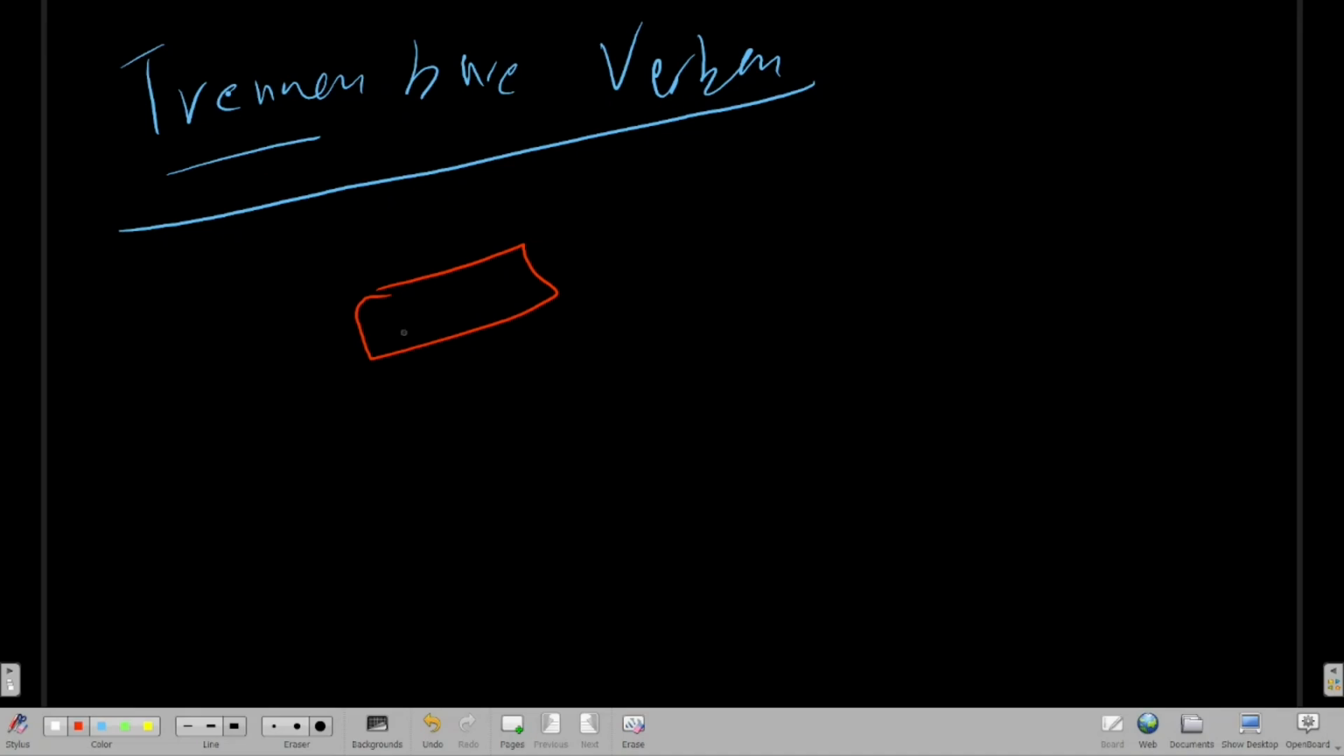So each verb has a root. Okay, this is the root. This is the ending, which is en. Get it? En, ding, ding, bing, meaning thing in German. Get it? This is the ending. And some verbs have a prefix in front of them.